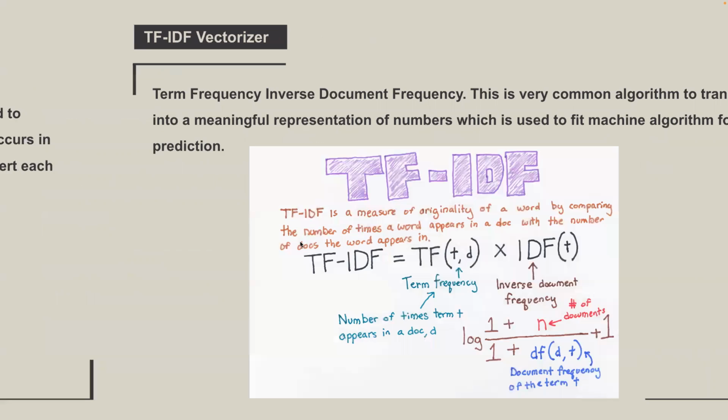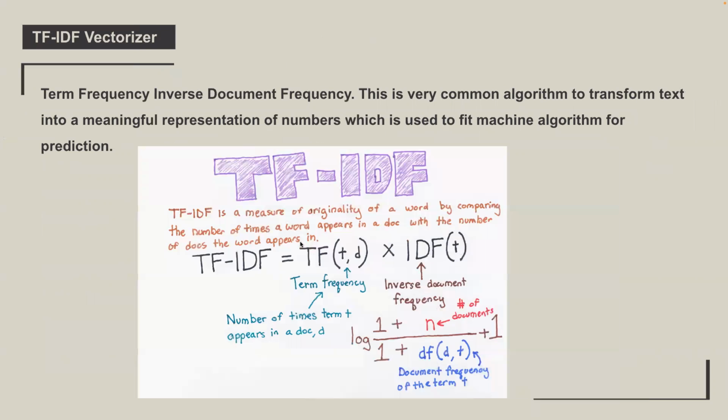Next is TF-IDF, term frequency inverse document frequency. Down here is the equation of it. It's a very common algorithm to transform text into a meaningful numerical representation, which is used to fit machine learning algorithms for prediction. Basically, TF-IDF increases the value of the words or tokens which are important for the document.